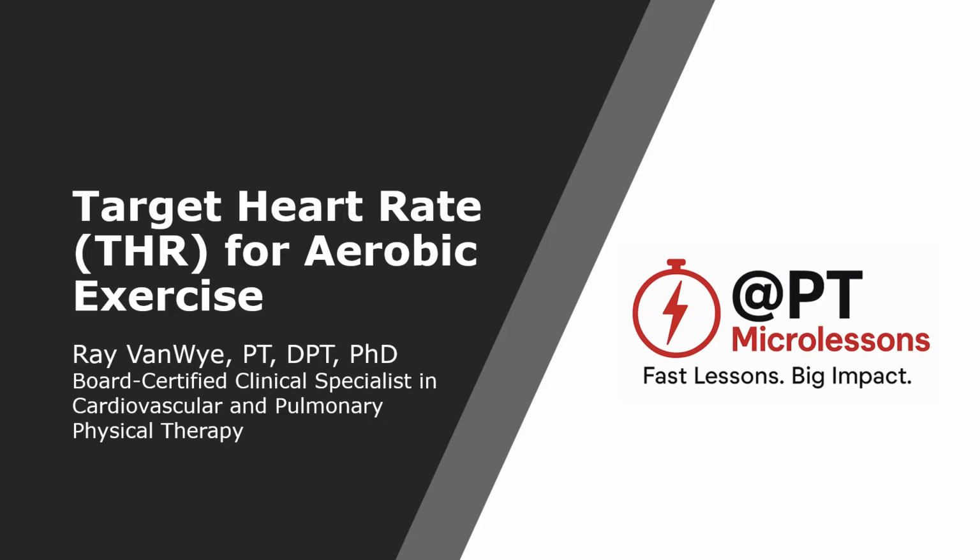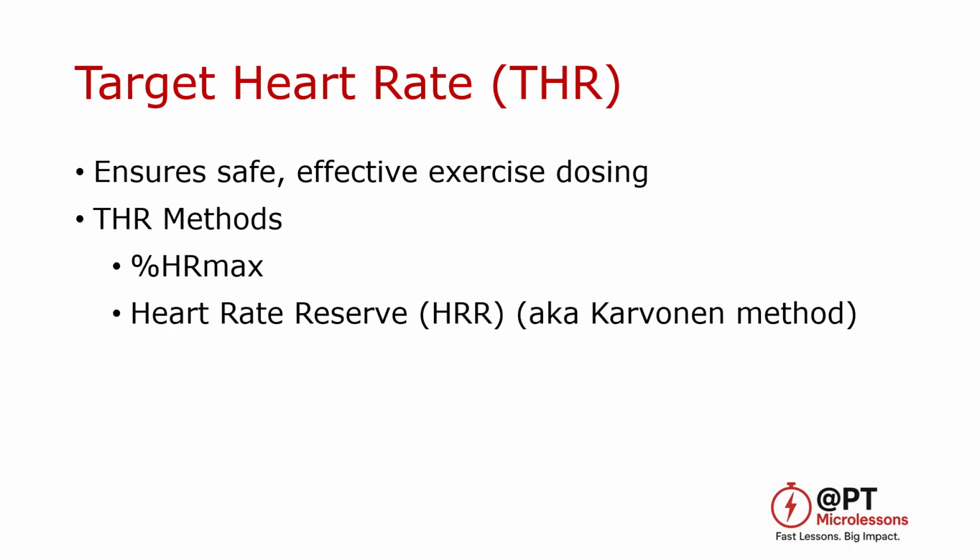In this lesson, we'll walk through the methods for setting target heart rate. Setting a target heart rate helps ensure we dose exercise appropriately and safely. To set a target heart rate, we commonly use one of two methods. The first is the percent of maximum heart rate method. The second is the heart rate reserve method, also known as the Karvonen method.